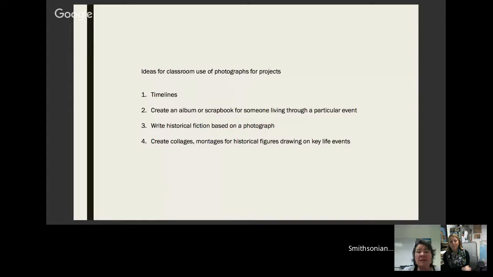I don't know how much collaboration there is, depending on what kind of school environment you're in, whether it's interdisciplinary or not. But certainly, if your students are reading Farewell to Manzanar, for example, looking at some of those photographs from Manzanar and writing historical fiction or doing the research might be a way to do some crossover between the literature and English classes.